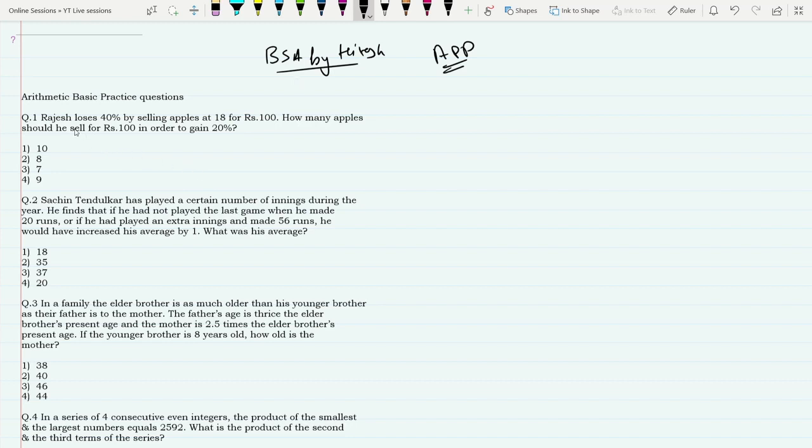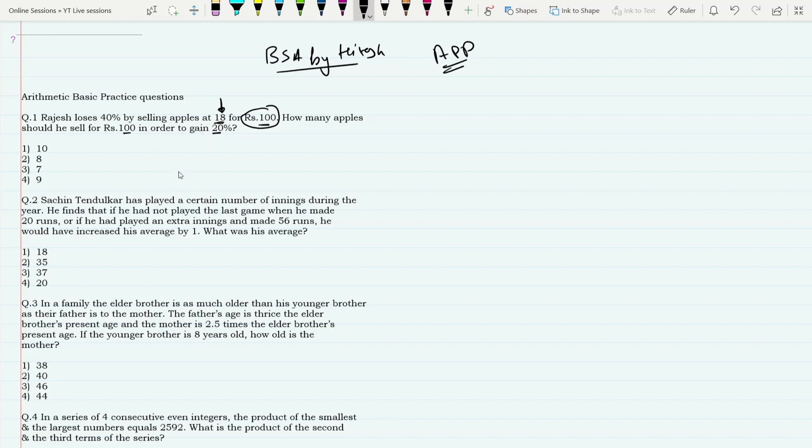Let us get going. Rajesh loses 40% by selling apples at 18 for 100 rupees. How many apples should he sell for 100 rupees in order to gain 20%? Rajesh earlier was losing 40% money. Now Rajesh wants to earn 20% money. Rajesh does not want to change the 100 rupees price. What Rajesh wants to work on is how many apples should he sell. Earlier he was selling 18 apples.